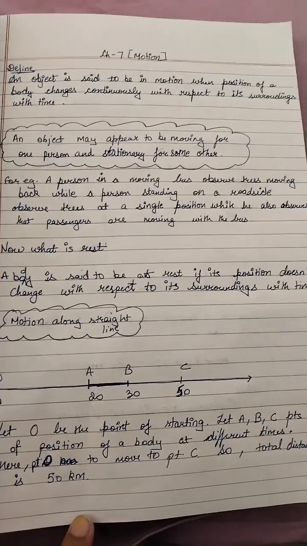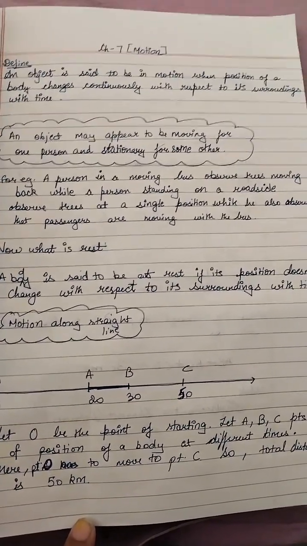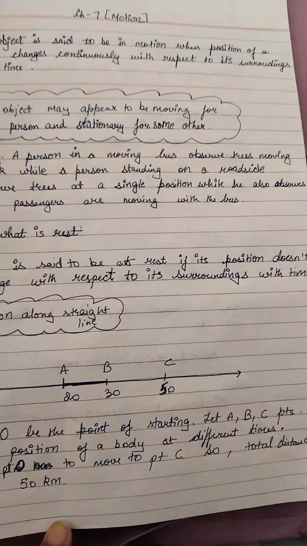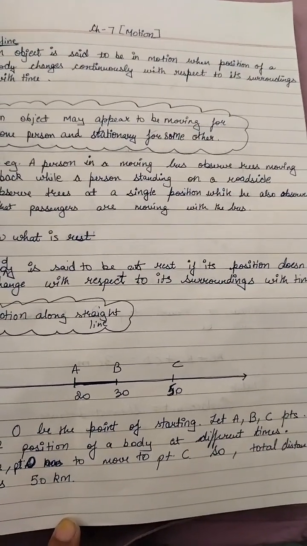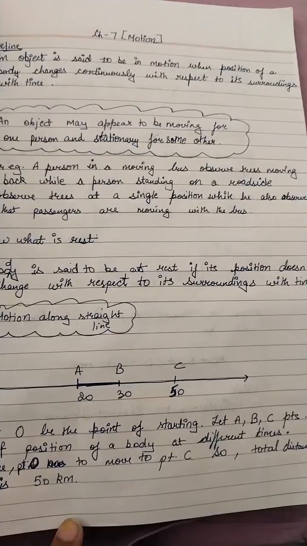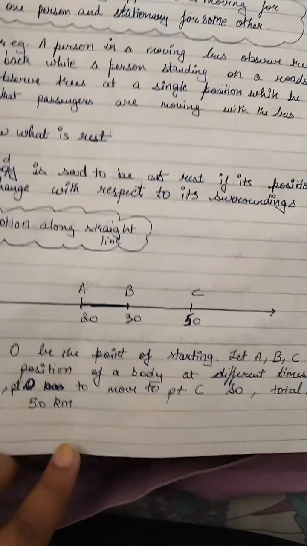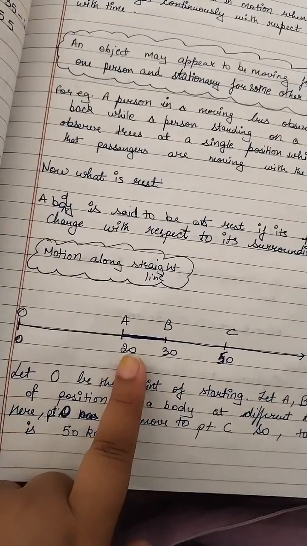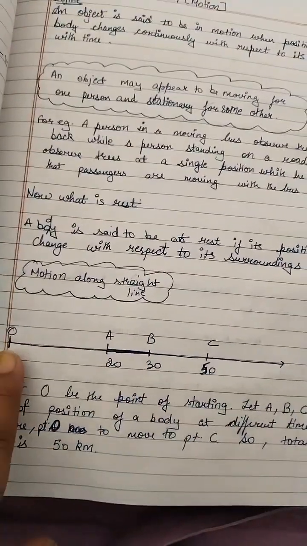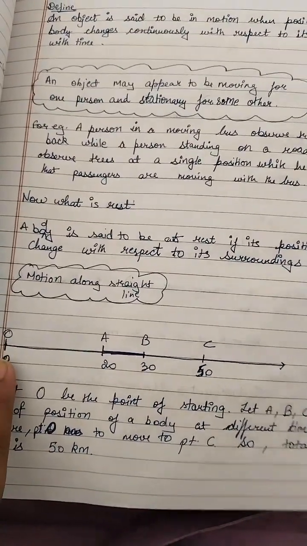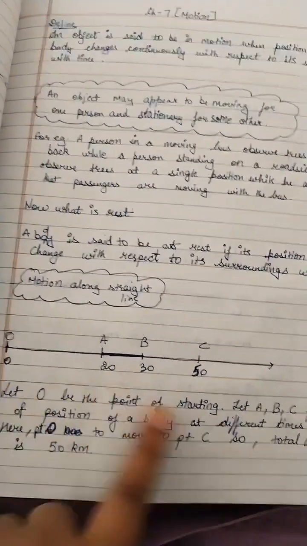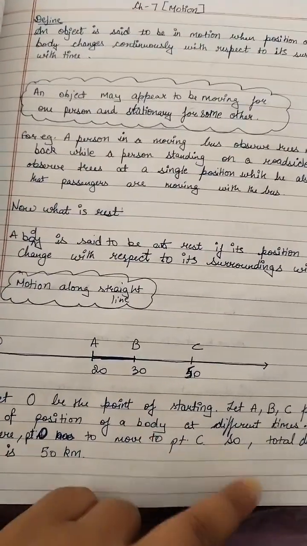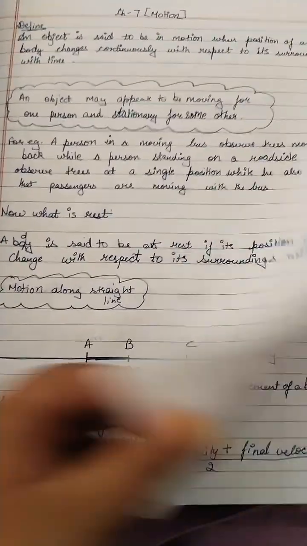Now, the next question comes: what is rest? A body is said to be at rest if its position doesn't change with respect to its surroundings and time. So now is motion along a straight line. See, here is a straight line, A, B, C. Suppose a person has to move from point A to C. Now the total distance is 50 kilometers. Right?